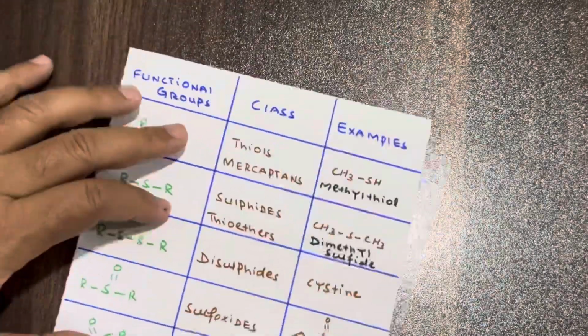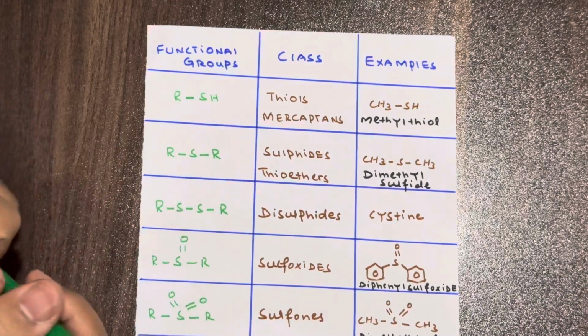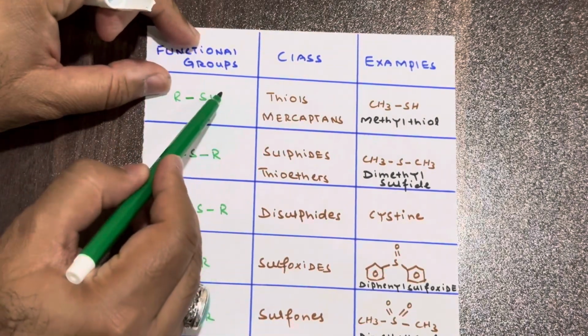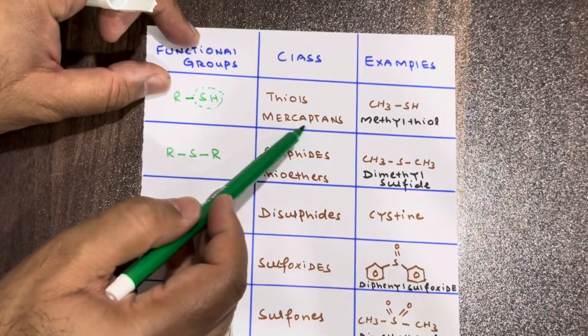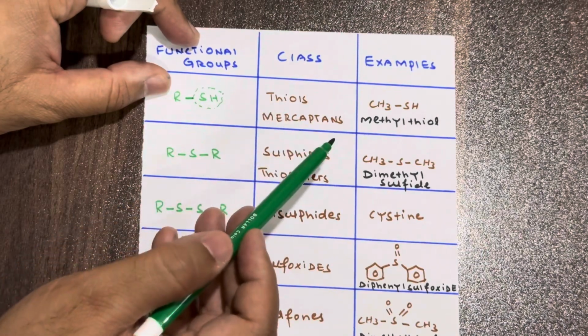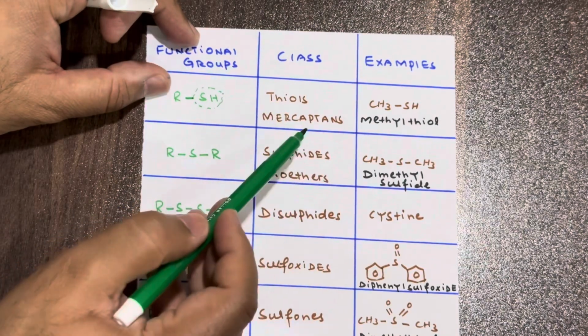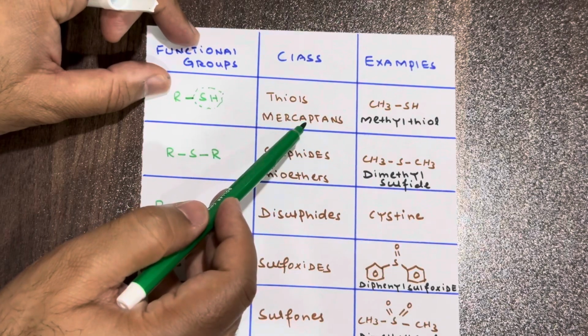My dear students, let us now talk about those functional groups which are basically the sulfur containing functional groups. Now there is a class in which the SH group is present. They are thiols or mercaptans. Mercaptans mean mercury acceptors. They react with the compounds that contain mercury and they extract mercury from them. That's why they are called mercury acceptors or mercaptans.